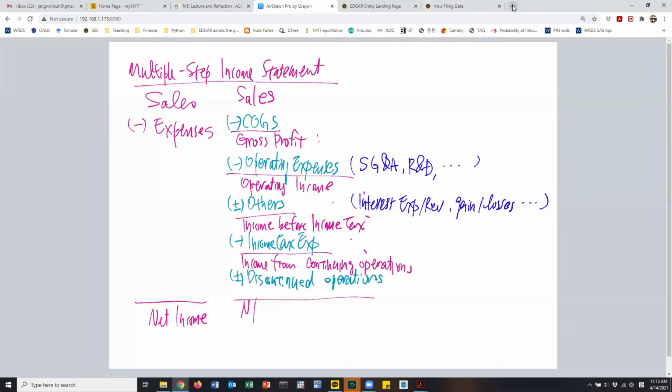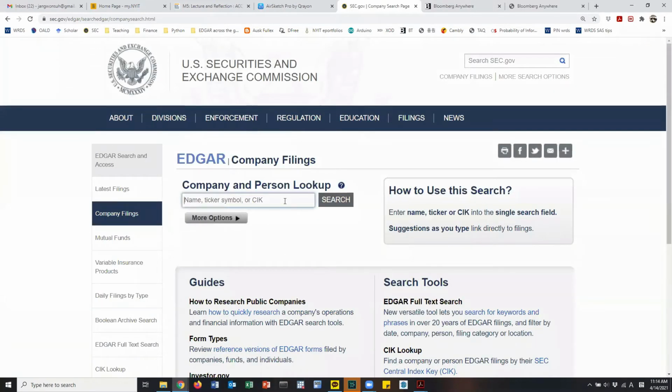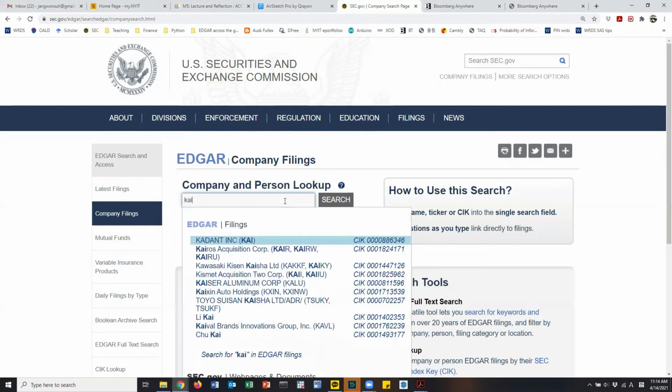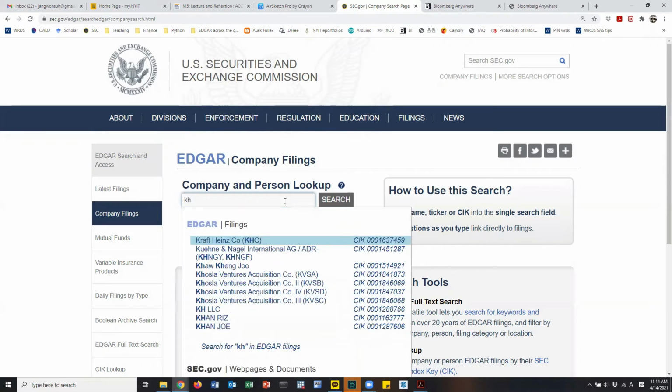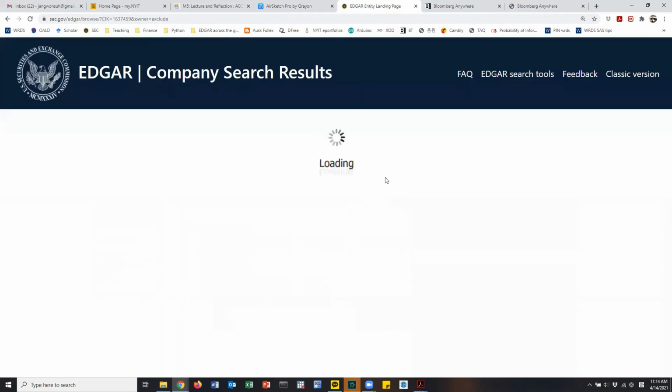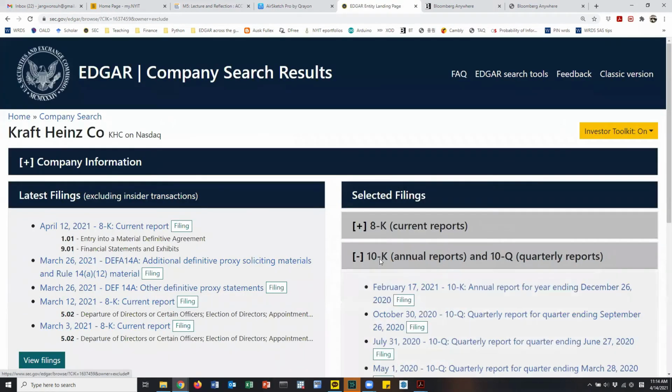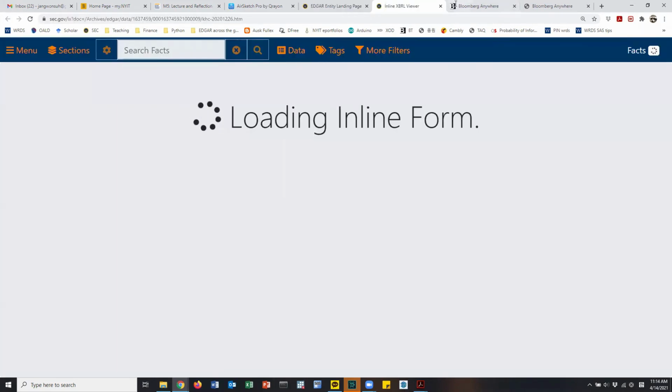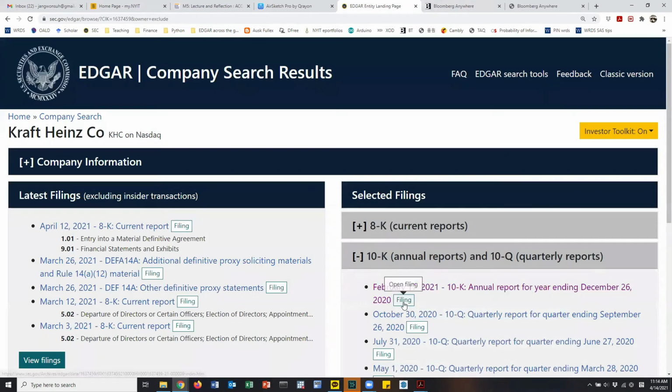Okay, let's have a look at a real world case, and the case that I think this time can be interesting is, how about Kraft Heinz? And let's open their income statement.